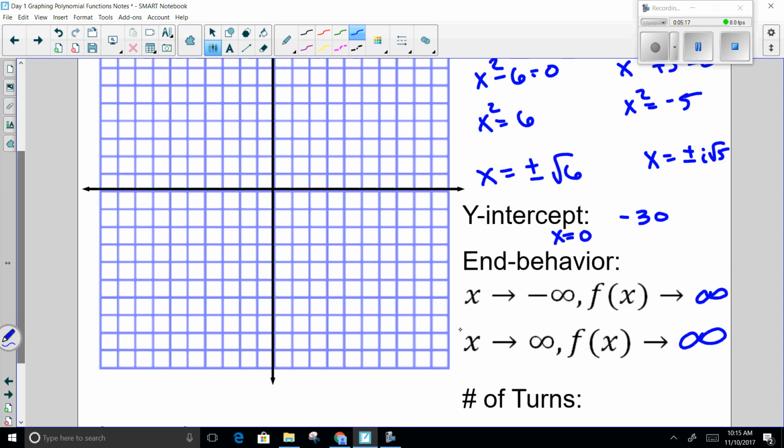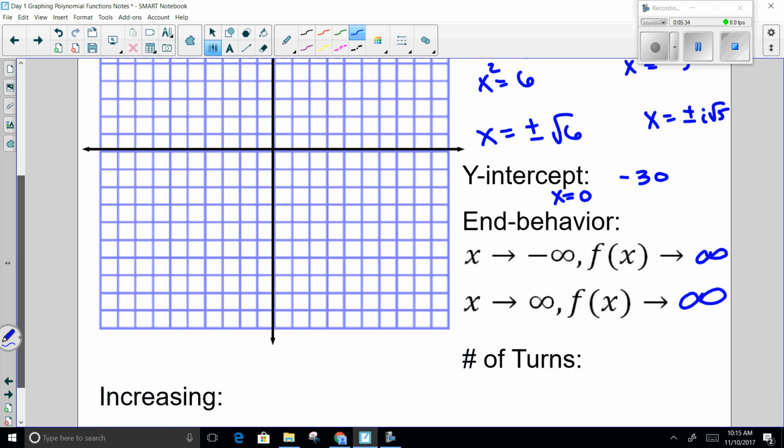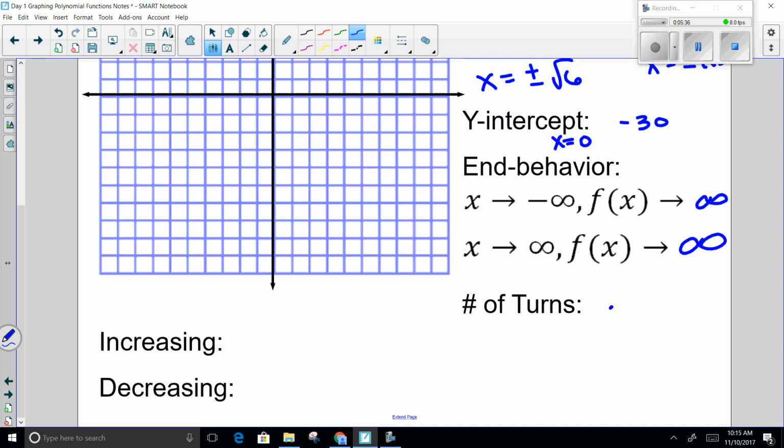Then we're going to look for the number of turns. The number of turns is determined by the degree. The number of turns is always going to be 1 less than the degree. So this is degree 4. So we're going to have up to 3 turns. Okay, up to 3 turns. We don't have to have 3 turns, but we can have 3 turns.